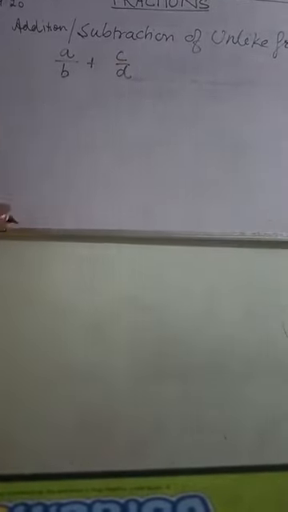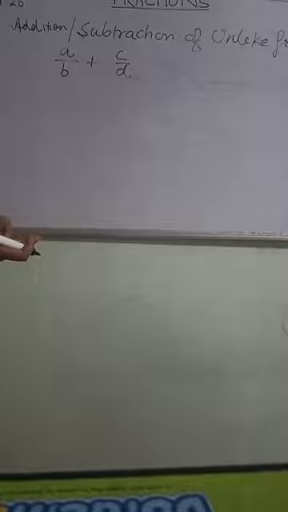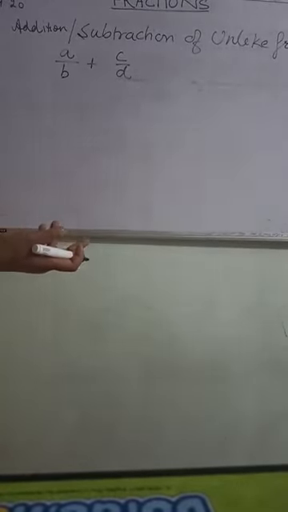B and D are different. That's why these are unlike fractions. So what is the step? We will convert these into equivalent fractions. And how will we convert them into equivalent fractions? By taking the LCM of the denominators.